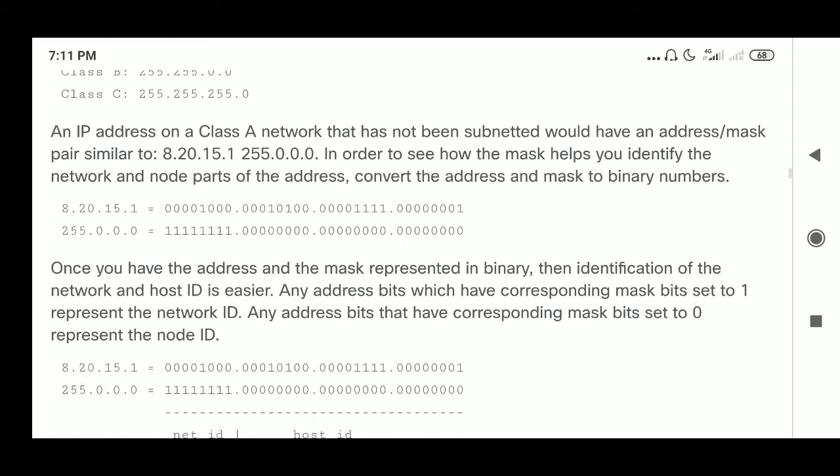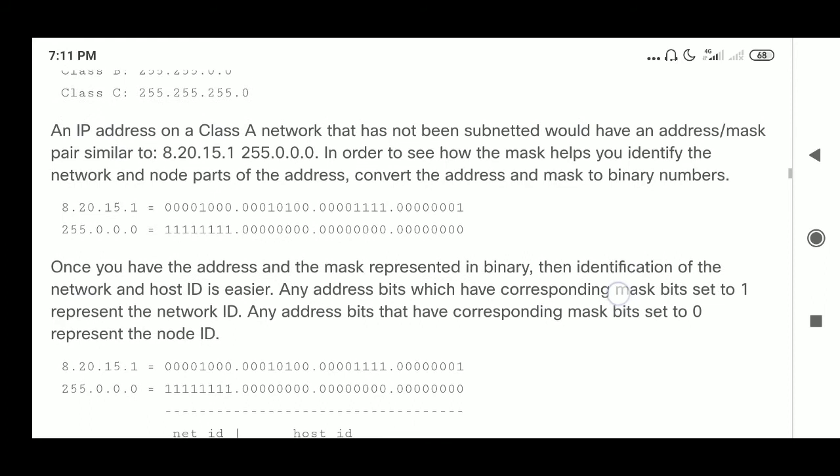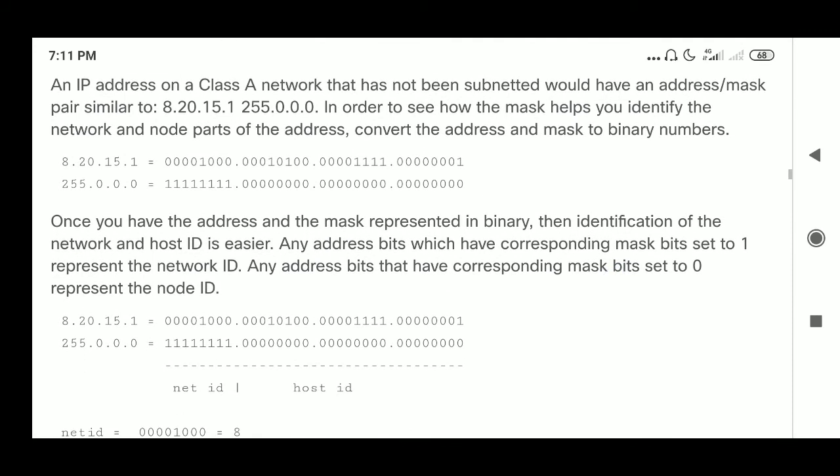That means if you are given the IP address 8.20.15.1, then using this you can simply find out that this is a class A address, because the first octet decimal values are in the range from 1 to 127. So 8 belongs to this domain, so these are the class A IP addresses.